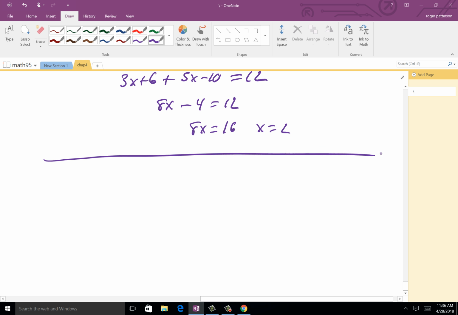All right. Let's try another one here. This one's kind of different. Okay, so this one's like this. So it's equal to 0. All right.